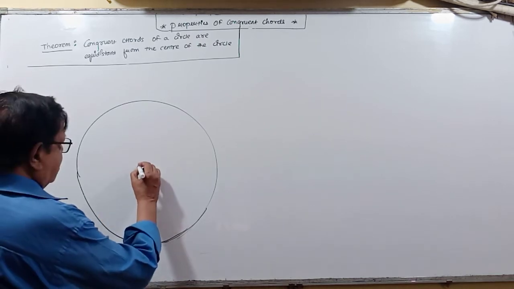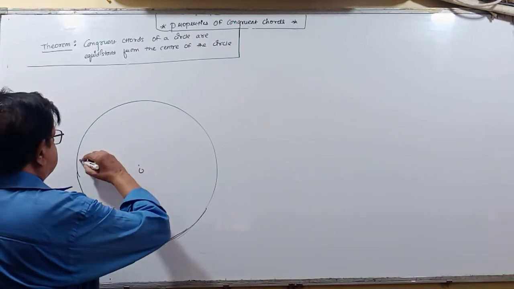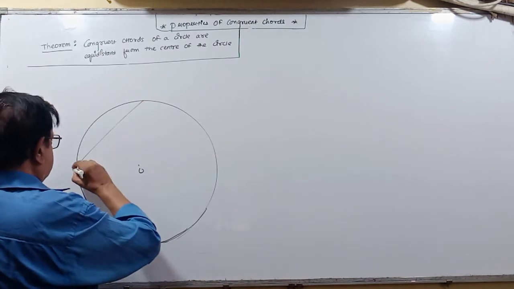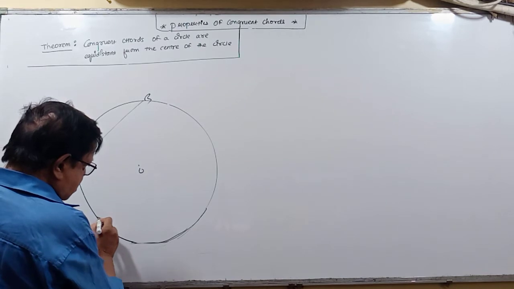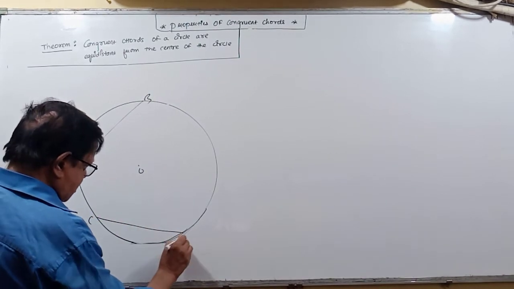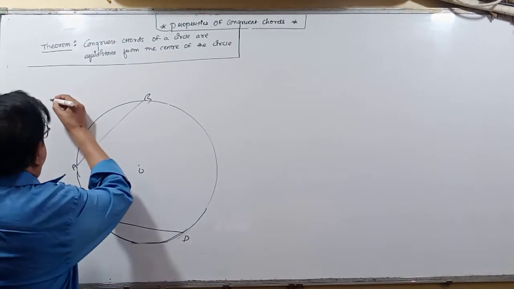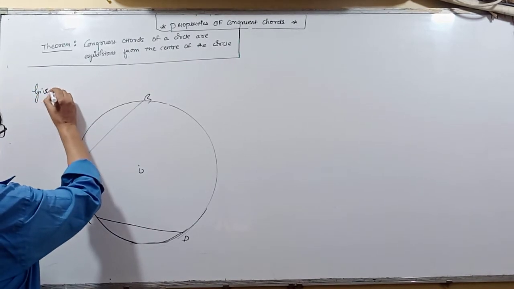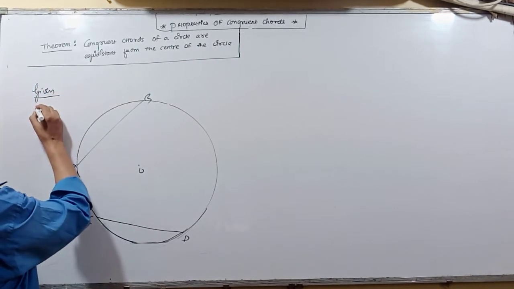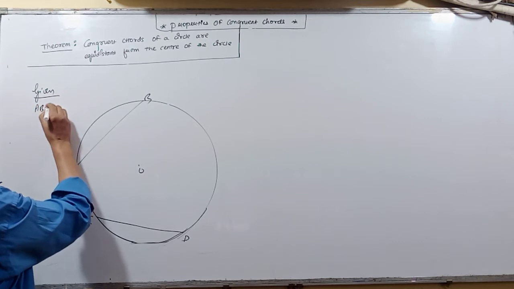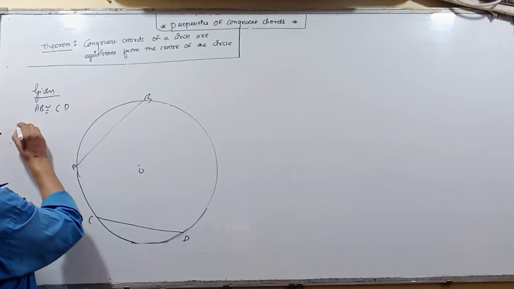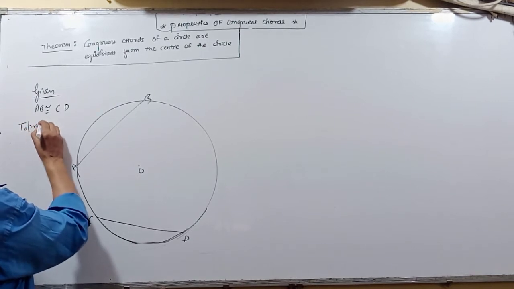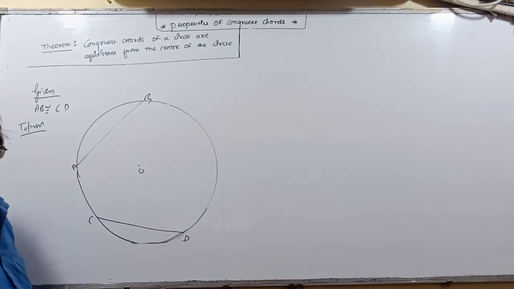Suppose this is the center O. This is one chord AB. This is another chord CD. They say that, given, chord AB congruent to chord CD, given. To prove, अभी ये काम करता है equidistant from the center.